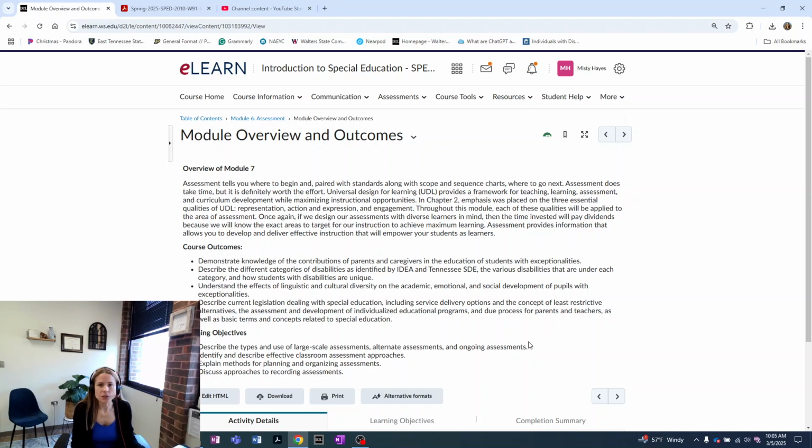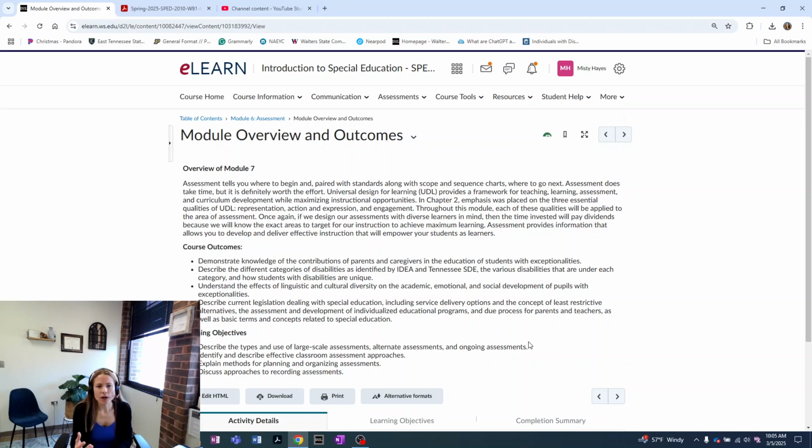Now, our book encompasses Universal Design for Learning, or UDL. It's a framework, right, for teaching, learning, assessment, and curriculum development. So with that being said, we have to look at how do we maximize instructional support, but we can't do that if we don't have that assessment piece.